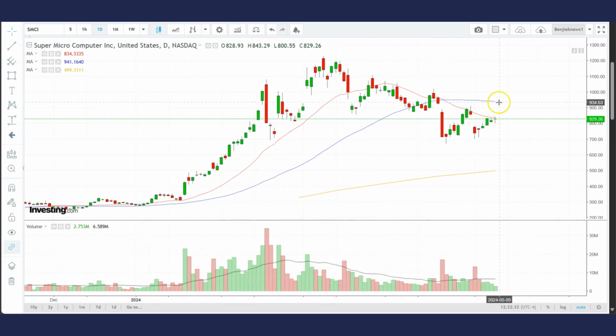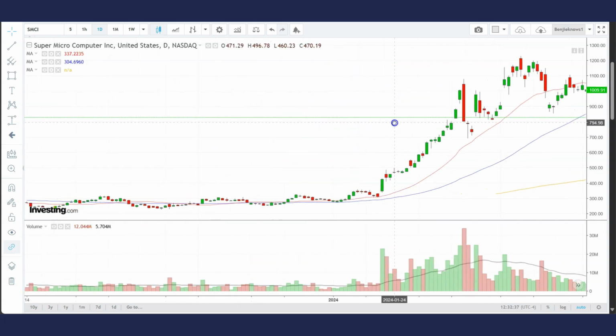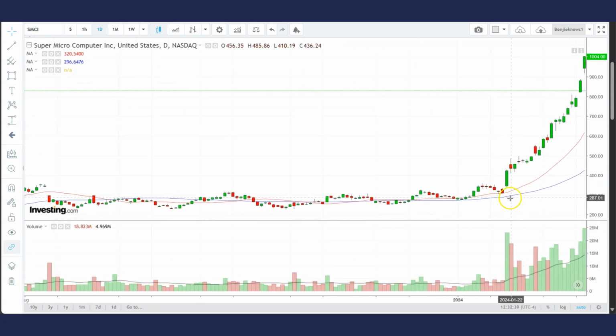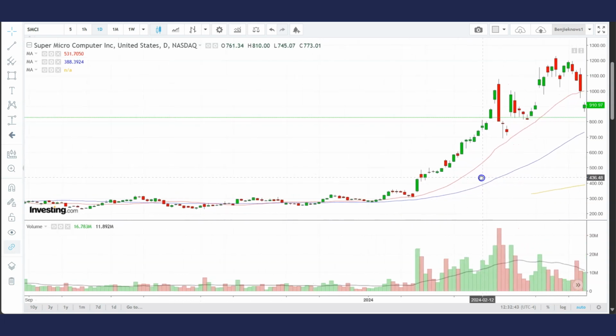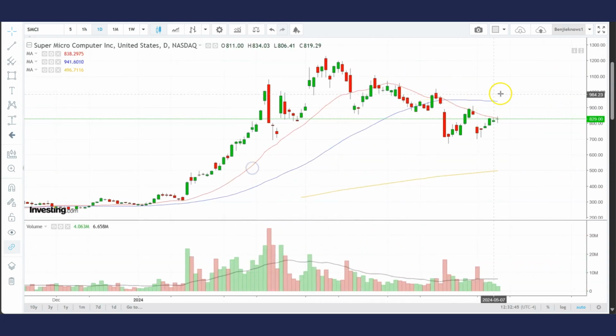And right now the stock is still below the 50-day moving average. You can see when the stock was above the rising 50-day moving average, it was having a very nice, powerful rise. Now this kind of situation where the stock is below the 20 MA and below the 50 MA is not very conducive for a super rise.